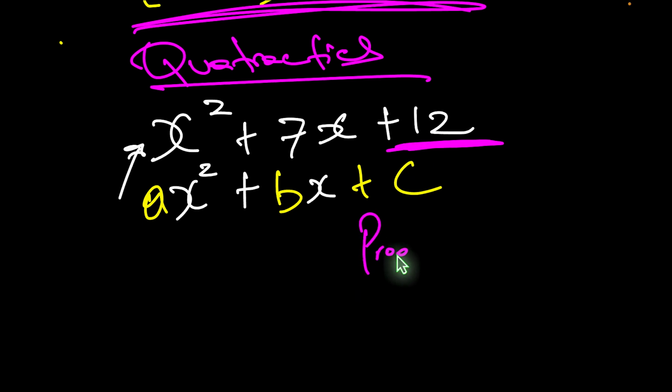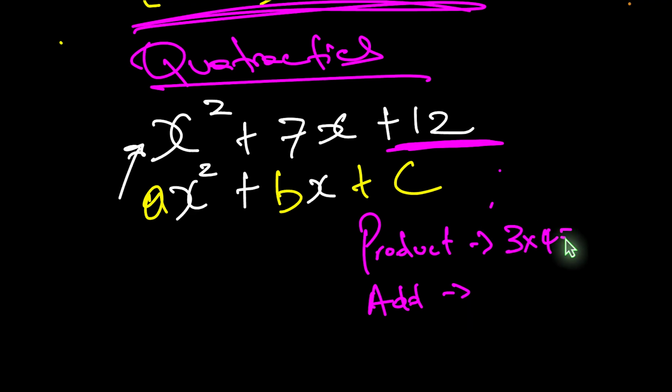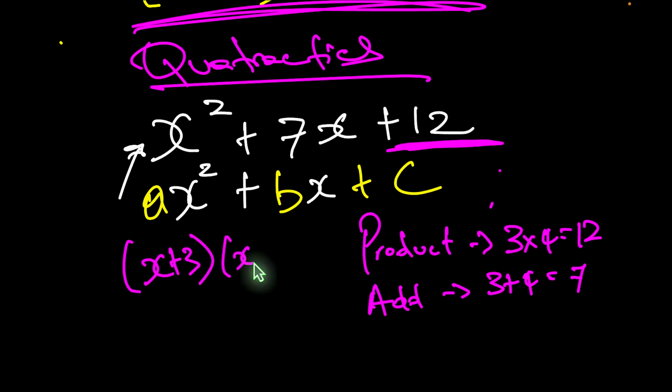So we're thinking of two numbers that when we multiply them, we get a product of 12, and also when we add them, we get a sum of 7. So if you think of 3 times 4, that will give us 12, and 3 plus 4, that will give us 7. What we do with those two numbers is use them in brackets. So our answer for this one is just going to be x plus 3 times x plus 4. And that's it. It's done.